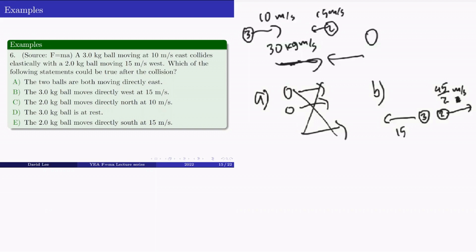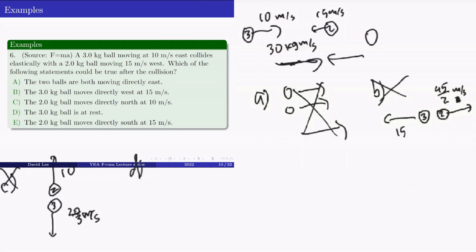All right. What about answer choice C? That says the 2 kilogram ball moves directly north at 10 meters per second. Well, for the 3 kilogram ball to balance out the total momentum, it has to move 20 thirds meters per second directly south. Now, is kinetic energy the same? No, it's not, because the velocity of the 2 kilogram ball decreased, but the velocity of the 3 kilogram ball also decreased. So that cannot be the correct answer. So B is out, C is out.